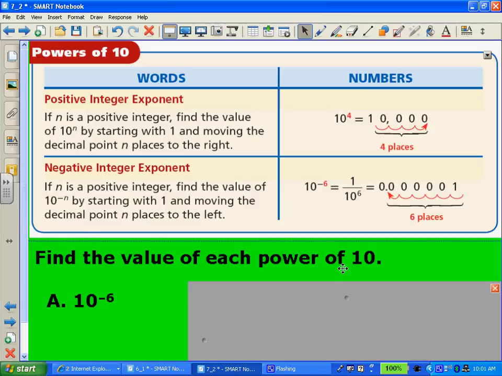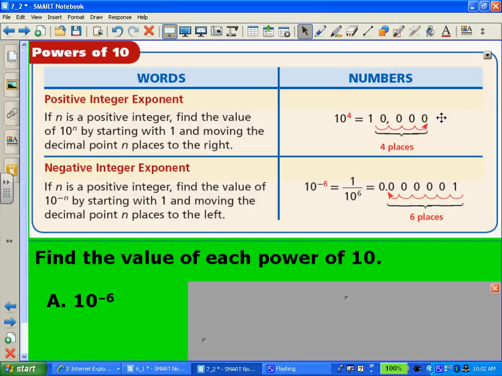And the rule with powers of 10 is that if we have 10 raised to a positive power, we're going to start at 1 and move the decimal point however many places to the right that our exponent says. So in this example here we have 10 to the 4th. So I start at 1, as you can see here, and I go 4 places to the right. So 10 to the 4th would be 10,000. Essentially I add 4 zeros to the 1.